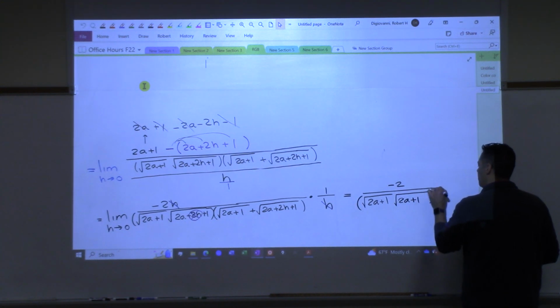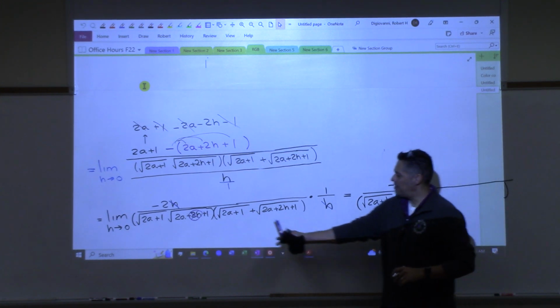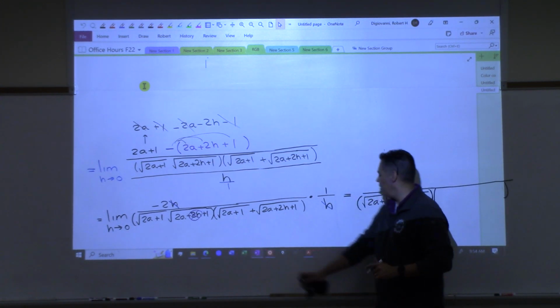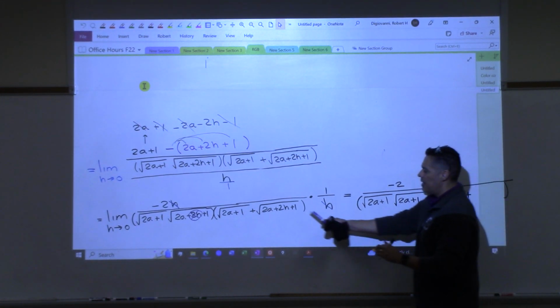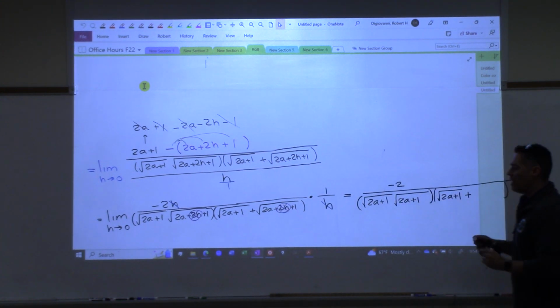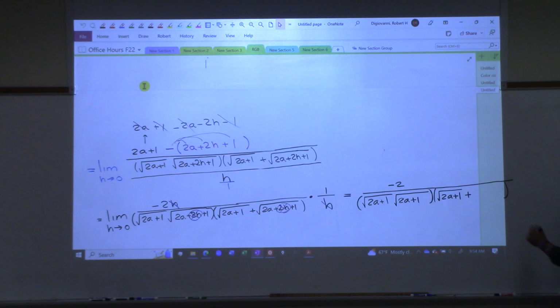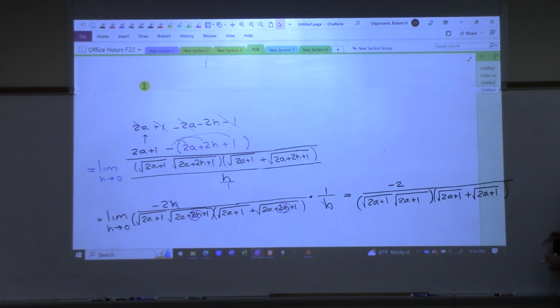And then in the other set of parentheses here, let's see what happens. This does not have an h in it, right? So I still have square root of 2a plus 1 plus, and then again on this one, this h goes away, right? And if that h goes away, we get a square root of 2a plus 1. Now this is our generic formula. This is it.